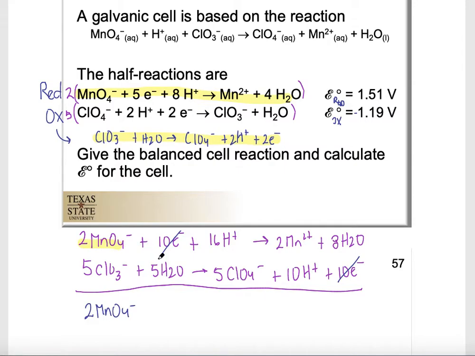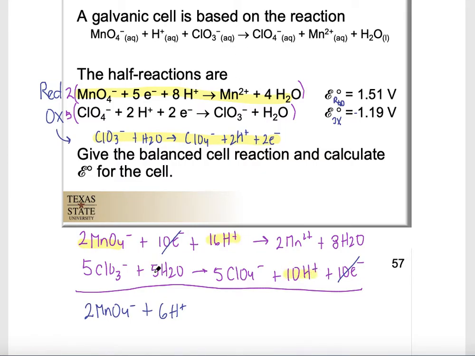Let me see, is there anything else? Actually, I can deal with the hydrogens now. I have 16 hydrogen ions on the left-hand side, and on the right-hand side I have 10. 16 minus 10 is 6, so I can go ahead and say that I have 6 H pluses left here on the left-hand side. Let's go ahead and mark those hydrogen ions away.